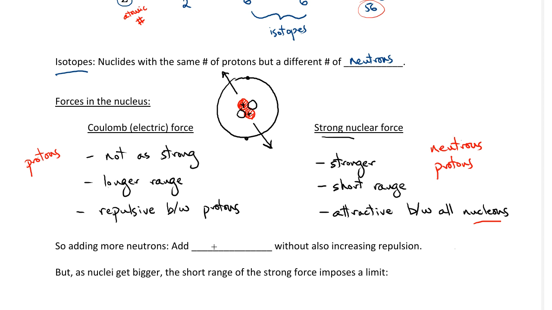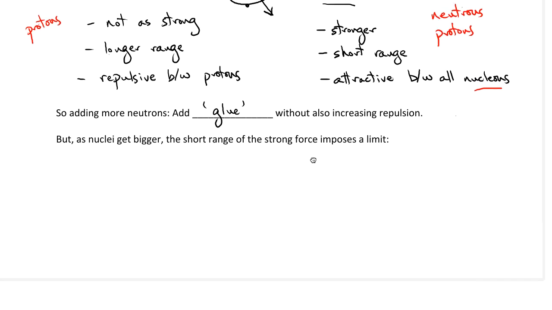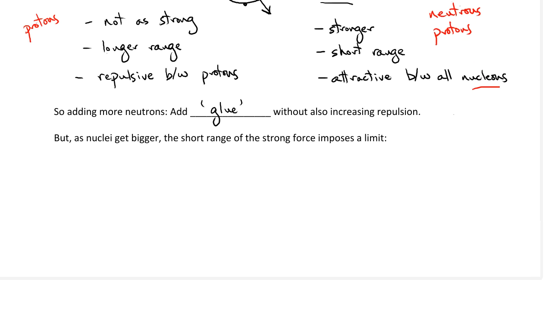In other words, by adding more neutrons, you're adding more of a kind of glue that's holding the nucleus together, this strong nuclear force, without also increasing the repulsion that comes with the electric force between protons. So as nuclei get bigger, you need more glue to hold them together, and that means more neutrons per proton. So here I've drawn a larger nucleus with the protons in red and the neutrons in white, and there's more neutrons than protons because they're trying to hold this thing together with the strong nuclear force felt between all nucleons.